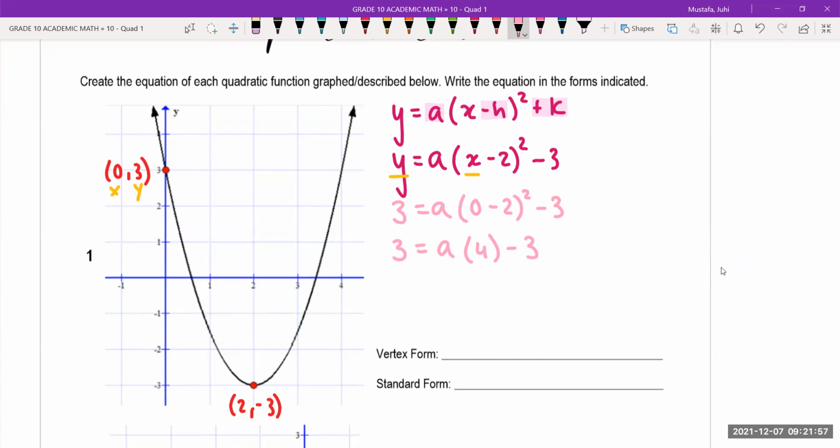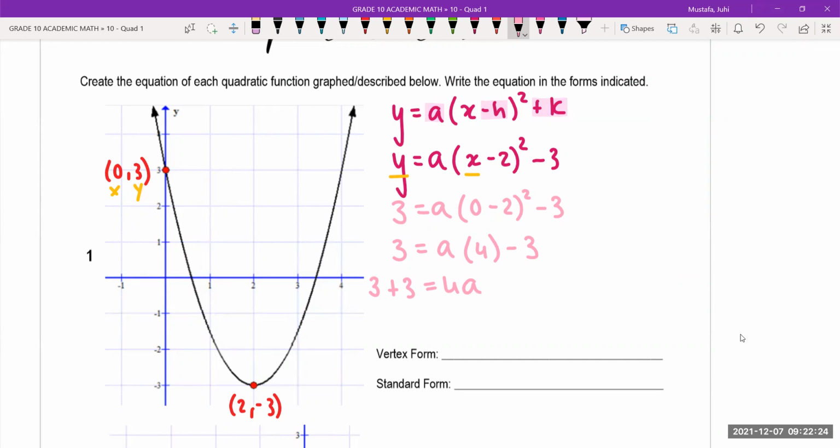Does everyone get how I got that 4? Or did I do it too fast? You get it, right? Okay, now I want the a to be by itself. So see this -3? I'm going to move it to the other side. And when I move it to the other side, it's going to become a +3. So really, this 3 will stay. This -3 becomes a +3. And then this is a 4a. It's just equation work.